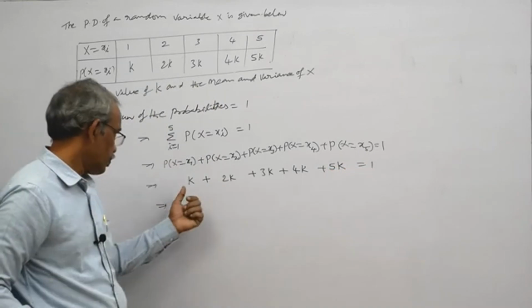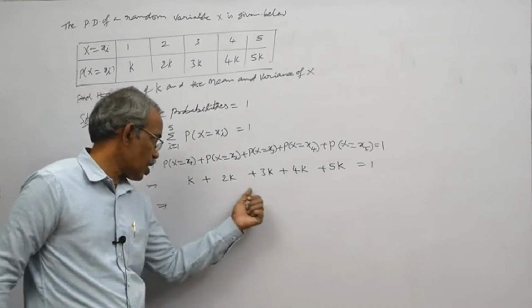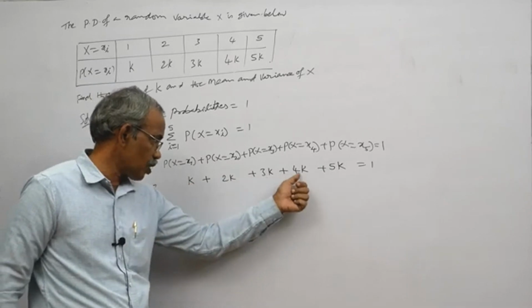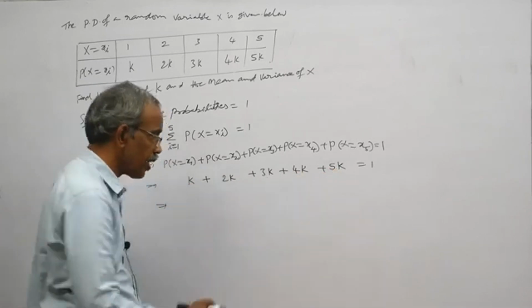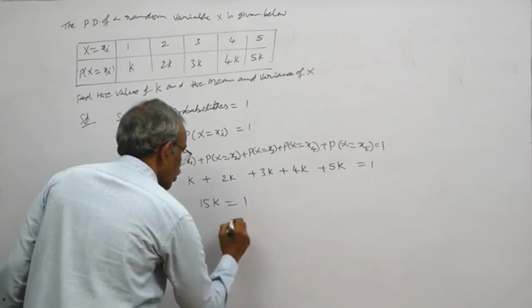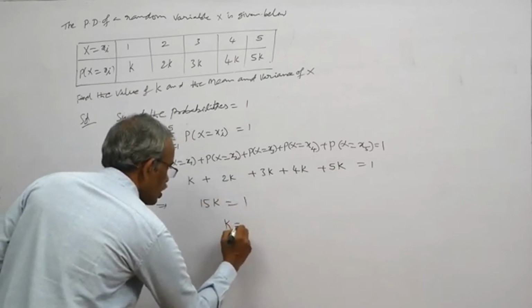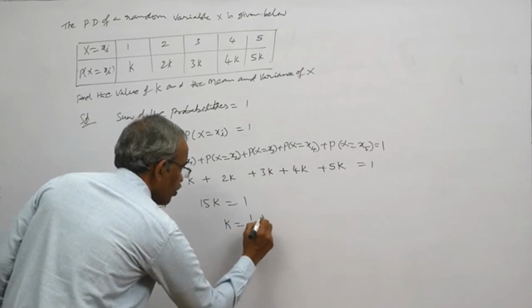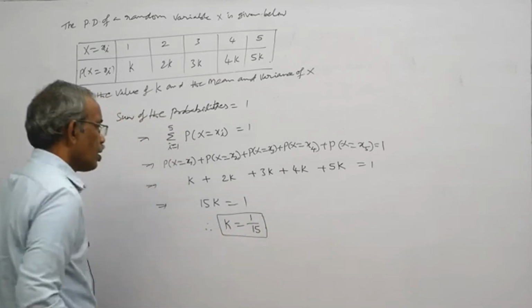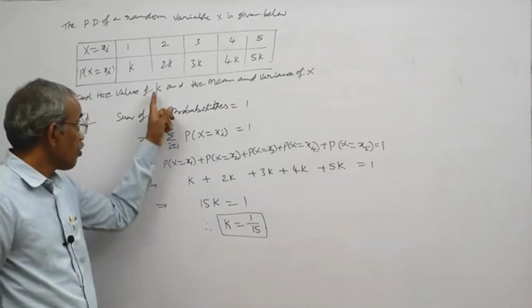Total sum of these terms: 1k plus 2k is 3k, plus 3k is 6k, plus 4k is 10k, plus 5k is 15k, is equal to 1. So 15k is equal to 1, therefore k is equal to 1 by 15. First we find the value of k.